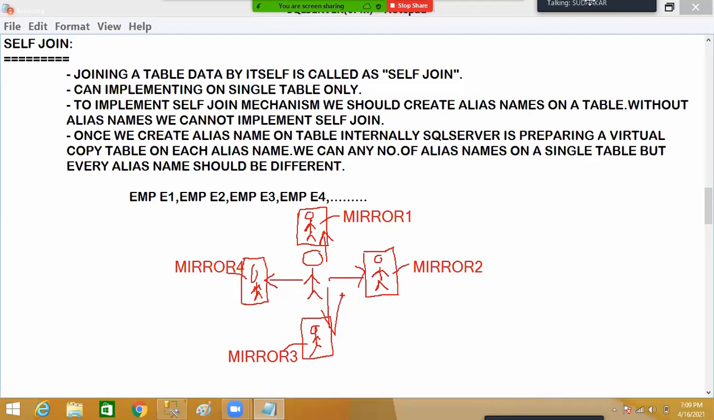So whatever the mirror images are, those are called virtual images. And the person standing around the mirrors is called the physical one. So on the physical image, we are creating a number of virtual copies.